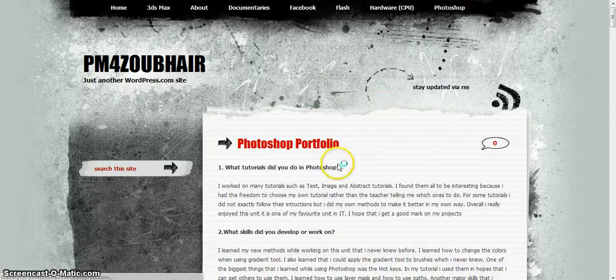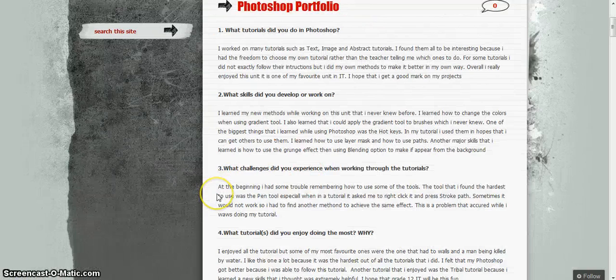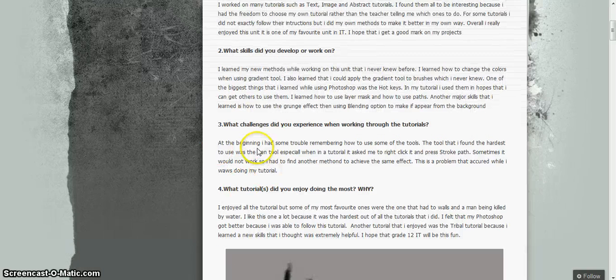The Photoshop portfolio has the questions answered, what I learned, what skills I developed, my challenges. Some challenges that I had was using the stroke path. Sometimes I couldn't find the option and sometimes it wouldn't work.